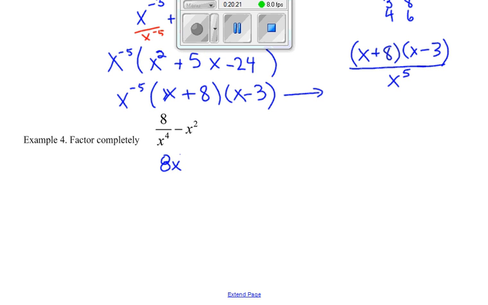We move x to the 4 to the numerator, and it becomes negative when you move it up. And now factor out the smallest exponent. What's the smallest exponent? Negative 4. So x to the negative 4 is what you're going to factor out. Divide both by x to the negative 4.